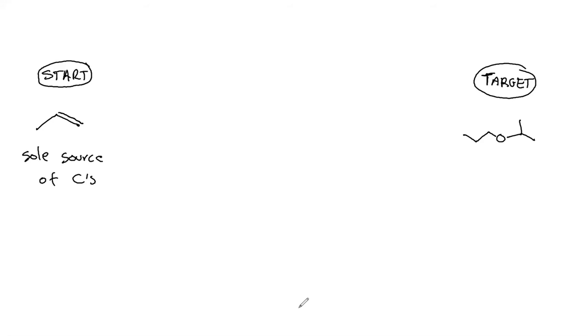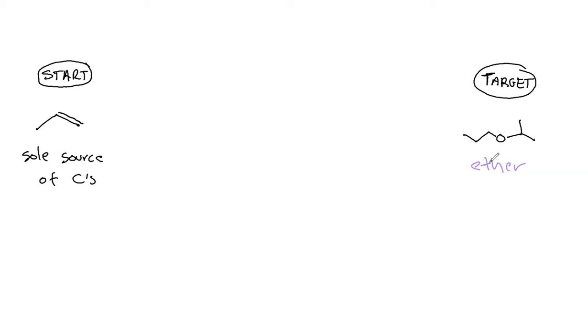So in this synthesis question, we are using propene as our sole source of carbons. That means that all 6 carbons in this product have to come from 1 or more equivalents of propene, which of course means we're going to need 2 of these because they have 3 carbons each. And the best way to approach this one, when we look at our product, we want to notice that it's an ether.